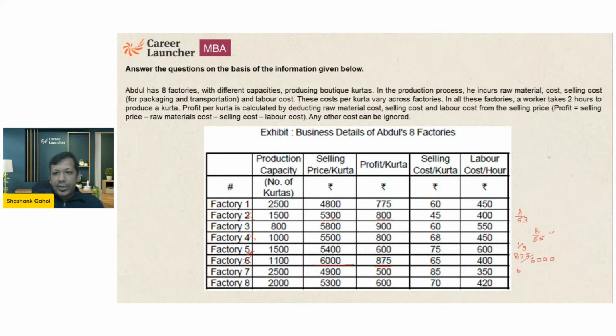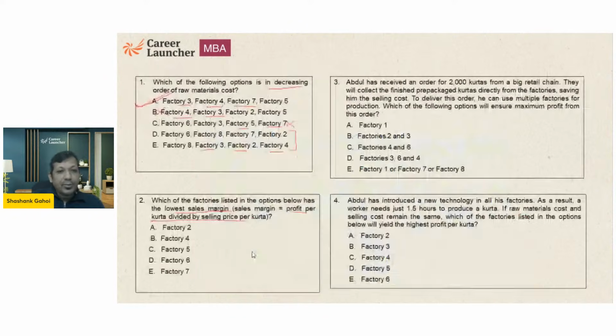This is 500 divided by 4900, and this value is very close to 1 by 10. So where I'm going to get the lowest value, that's going to be factory 7. So this is also eliminated. So I can directly say that my answer to this question is going to be option E, that is factory 7. I hope everyone is clear with this. Yes or no?